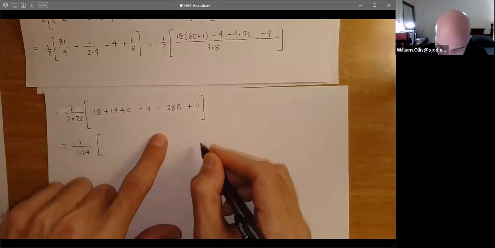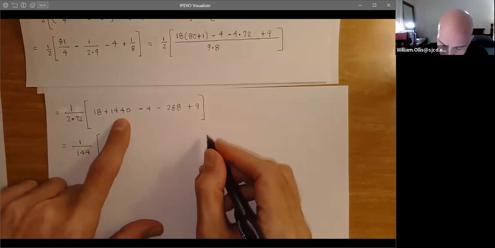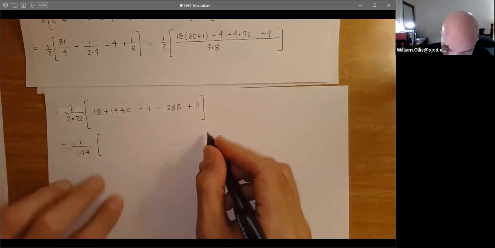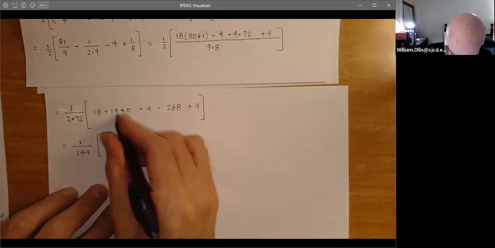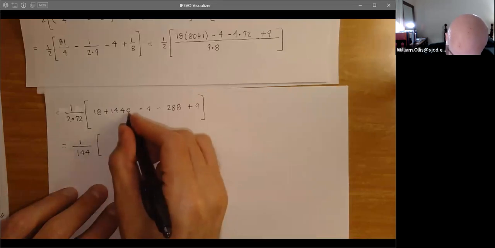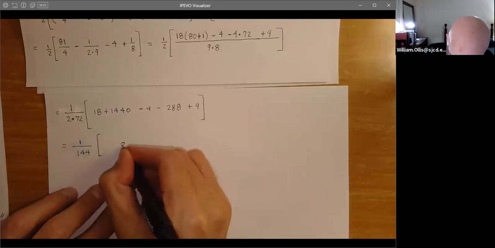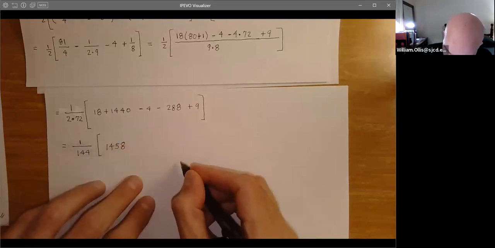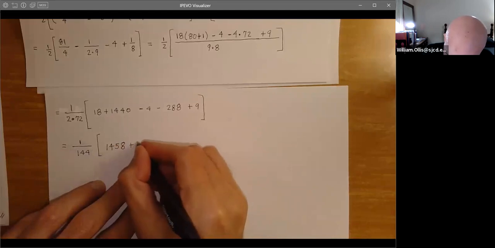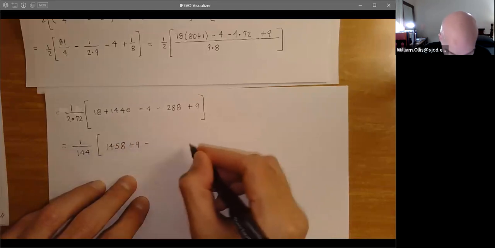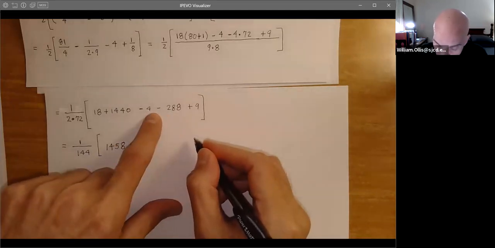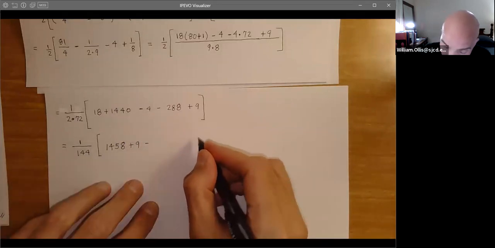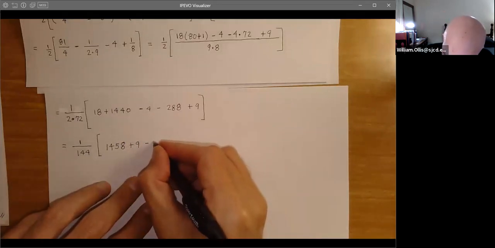And now at this point, what we can do is just add the numbers that are simple. Notice here, we can add the 18. So that's going to give us an 8. And then the 5. So 1458. And then we have plus the 9. Now here, of course, we can add these numbers. That'll just give us a -292.